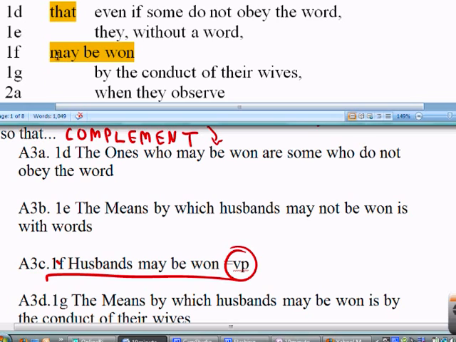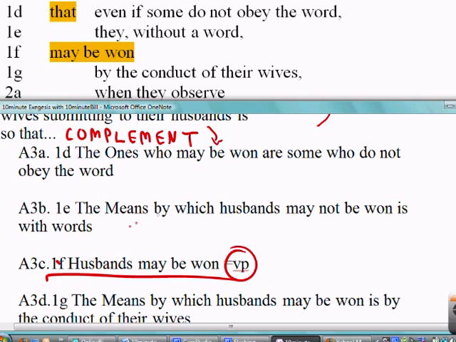They without a word may be one. Without a word up here is going to modify how they're one. Under how you have means or manner. We'll pick means. The means by which husbands may not be one. Notice we're doing this not is with words. So if you don't win them by words, nagging, self-improvement lectures, whatever.